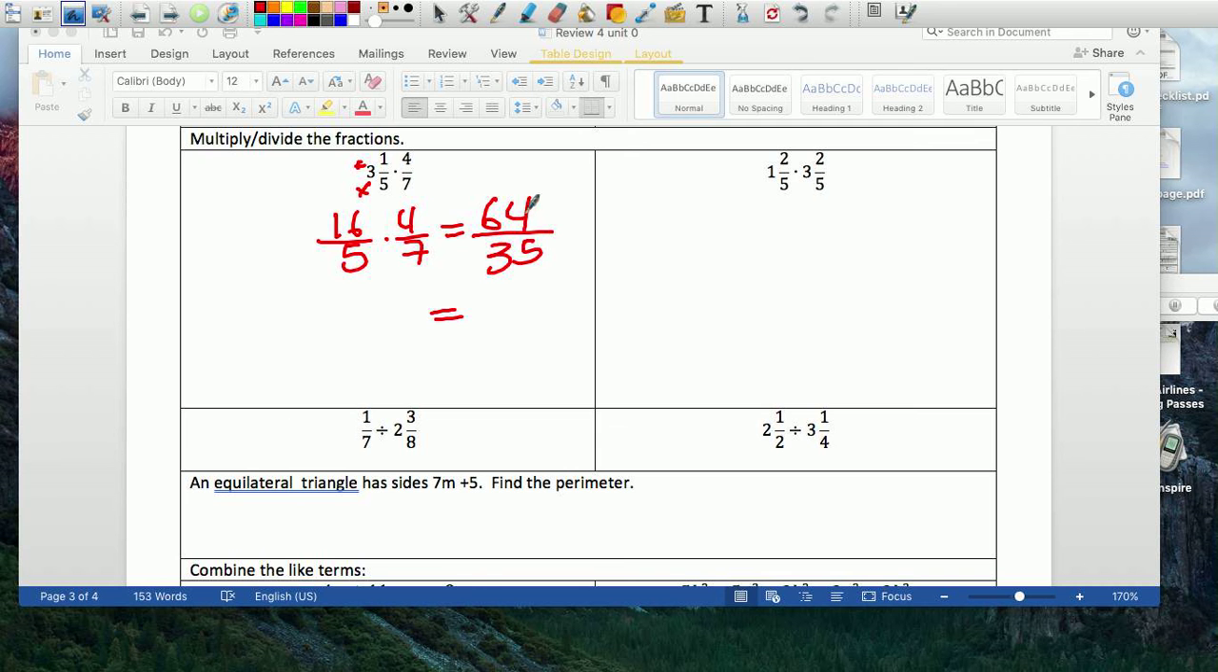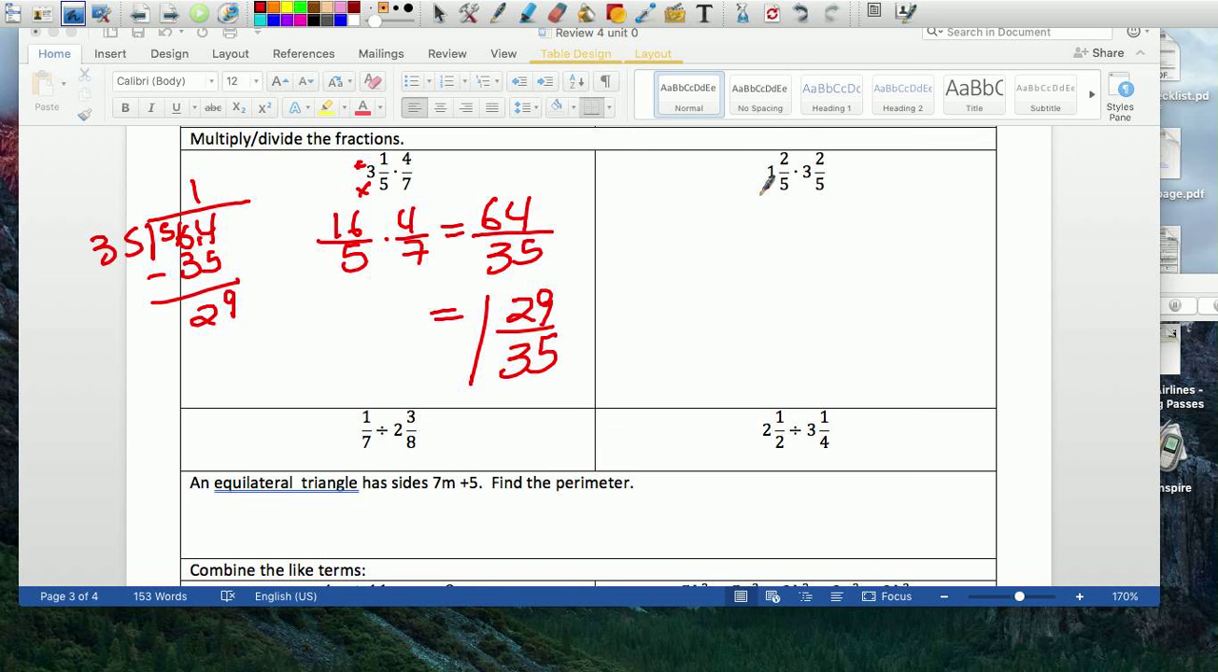So 35 goes to 64 how many times? So I'll take it over here. 35 goes to 64 one time. So if I put it over here, I can now subtract. 14 minus 5 is 9. 5 minus 3 is 2, 29 left over. So 35 goes to 64 one time, 29 left over 35.